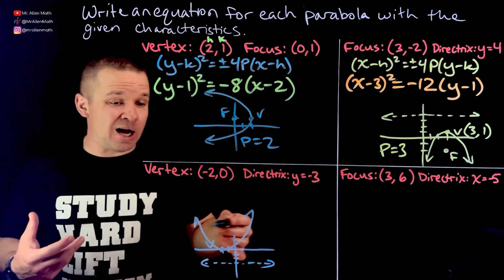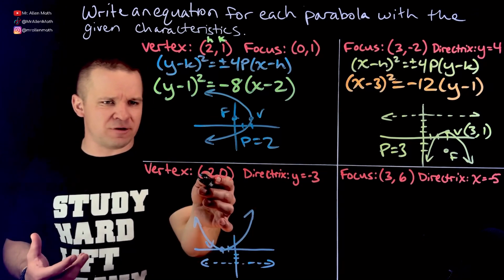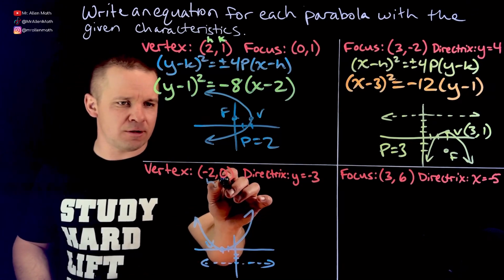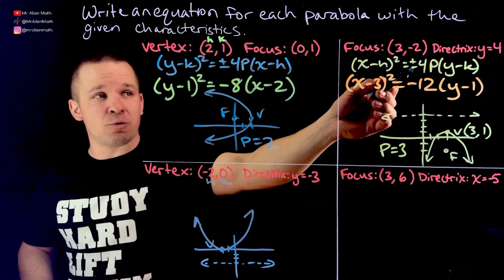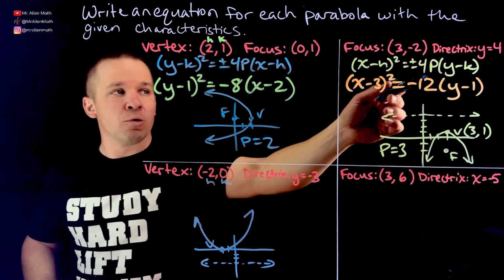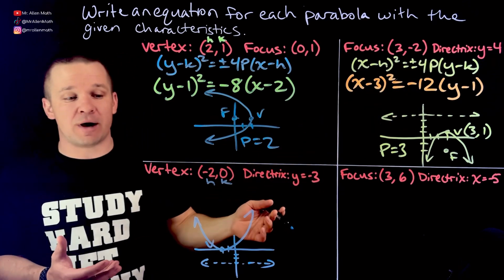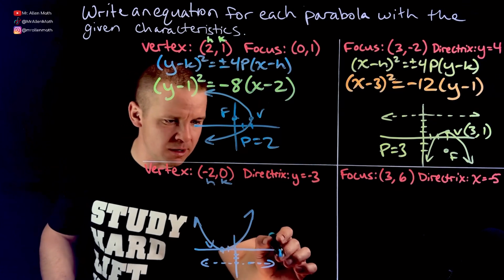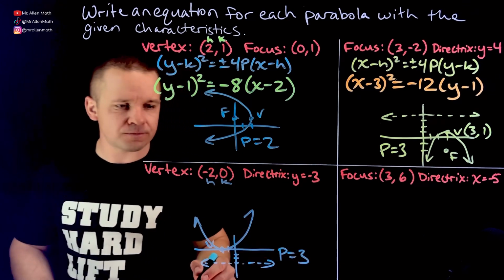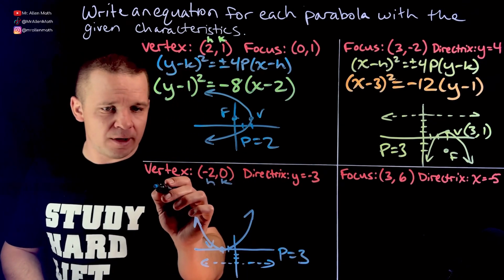Nice. What can I get here? Well, my vertex is already taken care of. That's H and K. It's opening up. So we're going to be dealing with this equation that we had right here, right? Where the y is the non-squared one, and it's going to be positive. What's my p-value here? We got 1, 2, 3. So p equals 3.